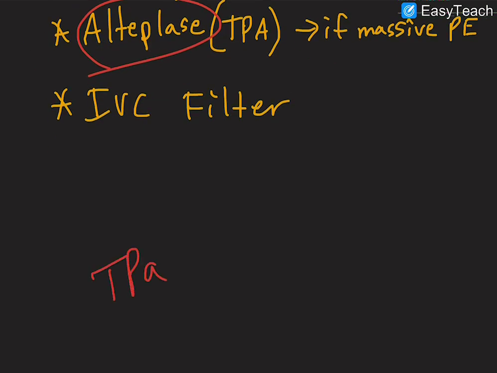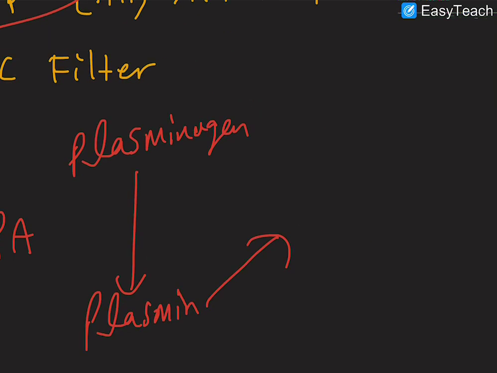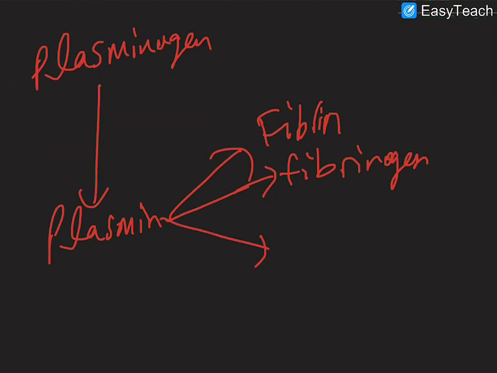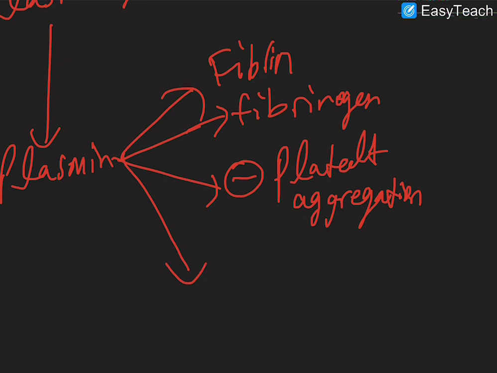Remember, TPA, what is that? What does TPA do? It converts plasminogen into plasmin. And plasmin, as we know, does a lot of things, one of it being it cleaves fibrin and fibrinogen. But as we know, because we talked about this in the previous videos, not only does it do that, but it also inhibits platelet aggregation, and we also know that plasmin can cleave clotting factors.